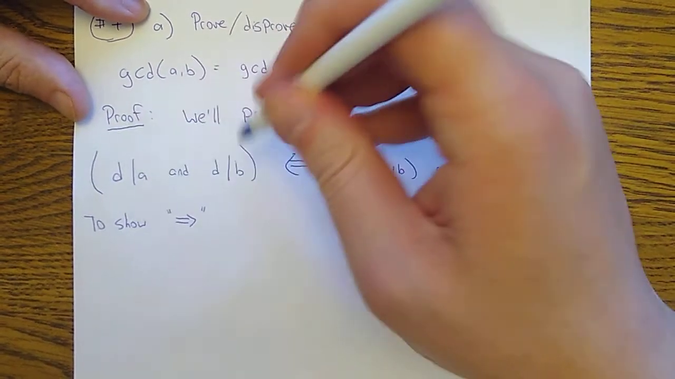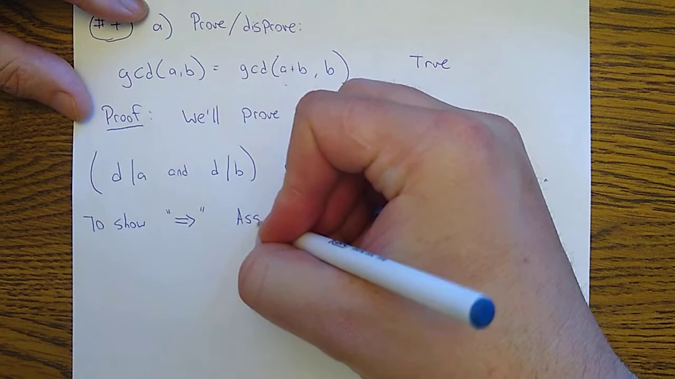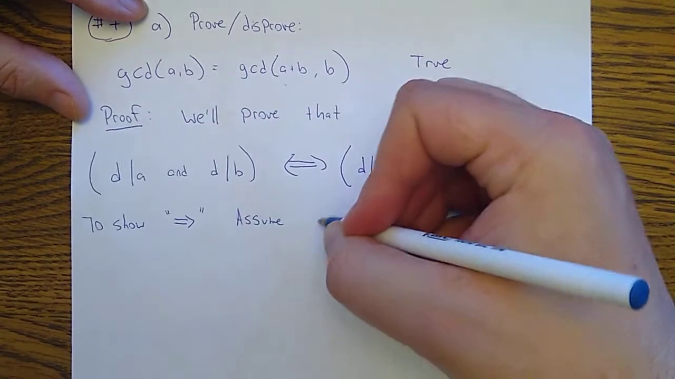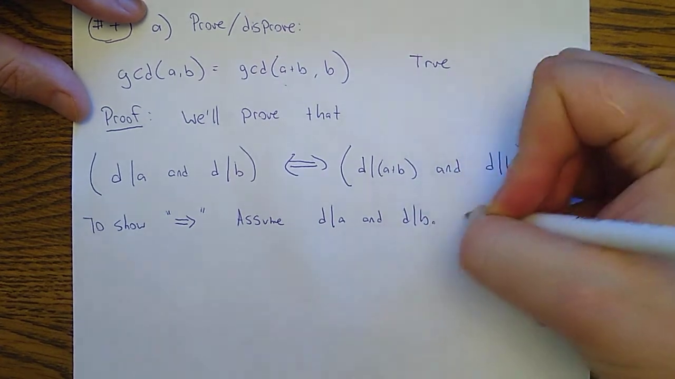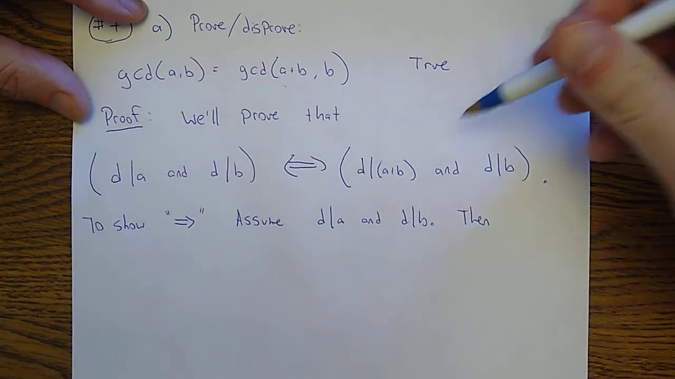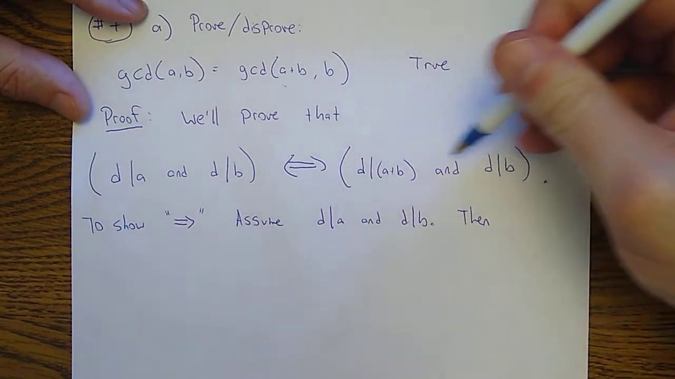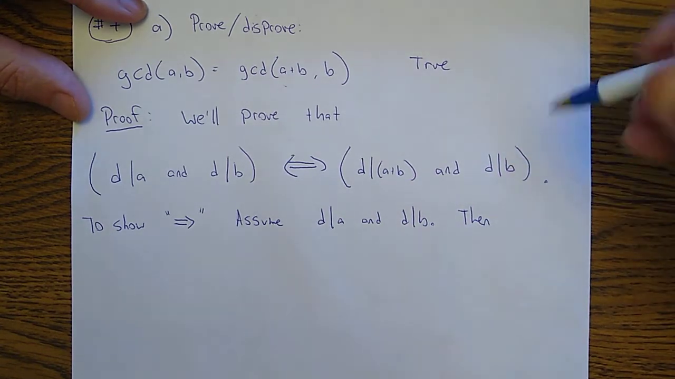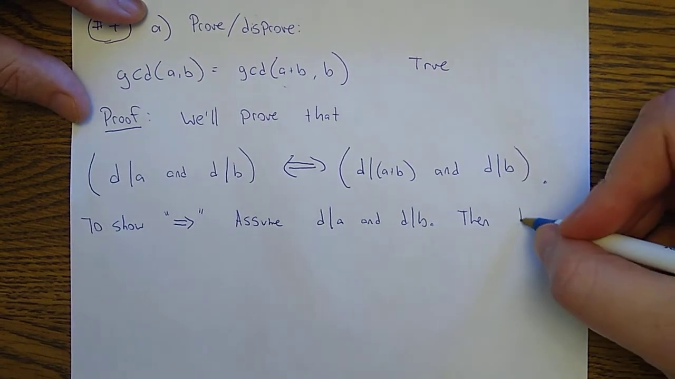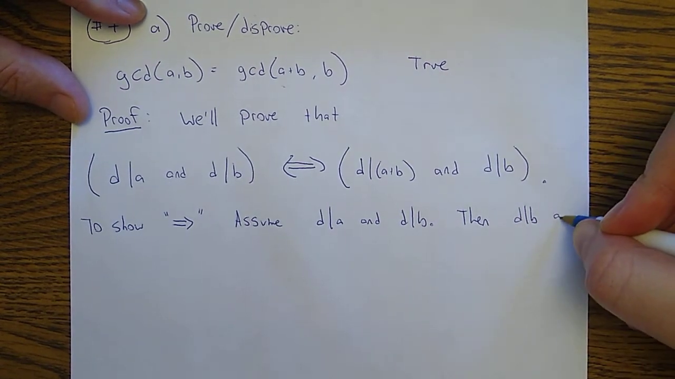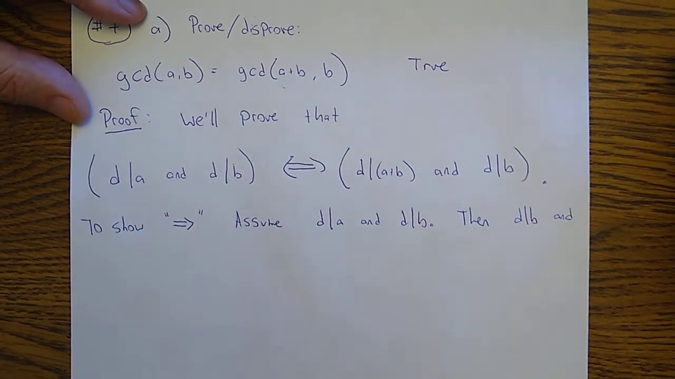Right, so assume D divides A and D divides B. Then I would like to show that both of these statements are true. Of course, I already know that this one is true. That's one of my assumptions. So I get that right away.